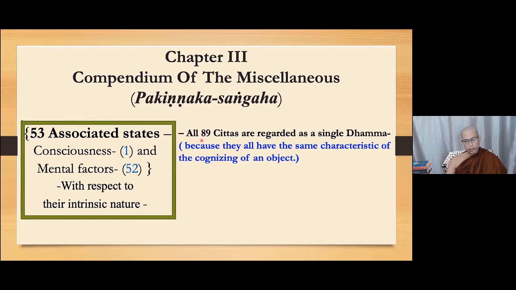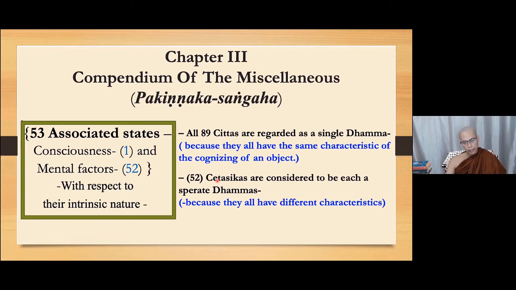And here, all 89 citta, or 121 citta in the large count, are regarded as a single dhamma. That's why it is counted as one, because they have the same characteristic. Although the cittas are classified into 89 according to the associated mental factors and the function they perform, if we focus on the characteristic, they all have the same characteristic of cognizing an object, being aware of the object. That is the characteristic of all citta. That is why, according to the characteristic, citta is 1.